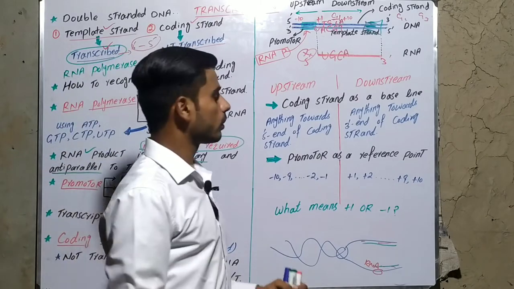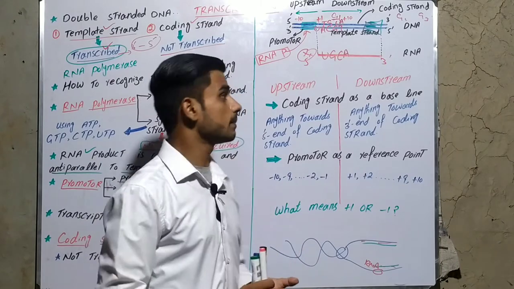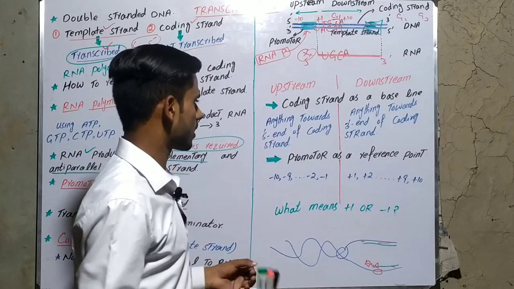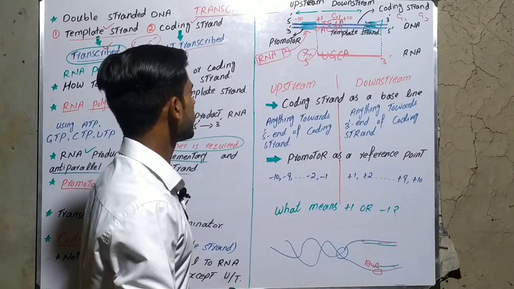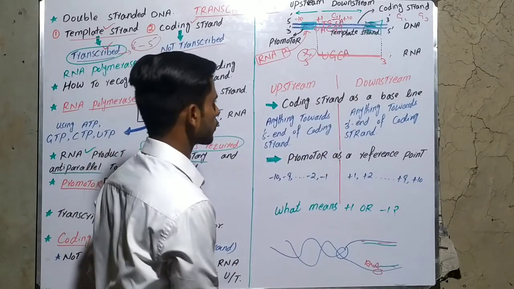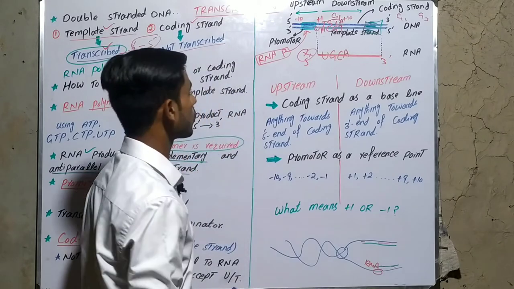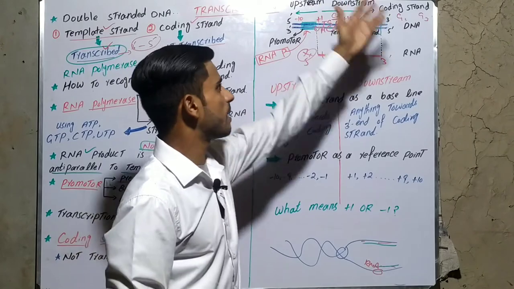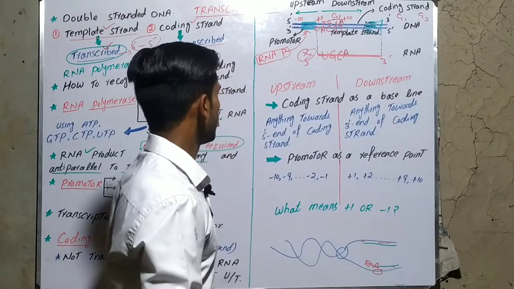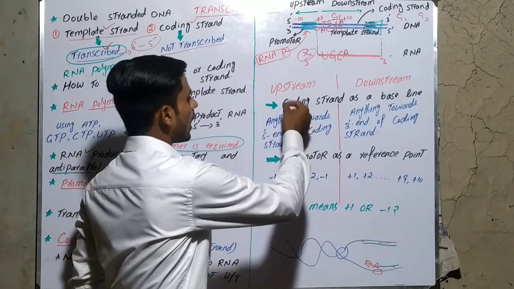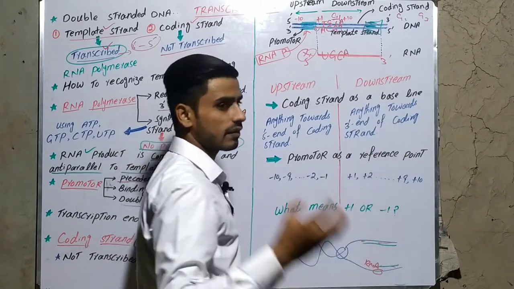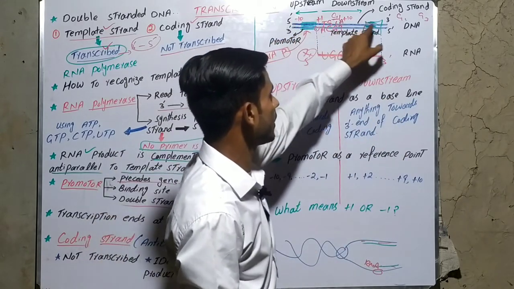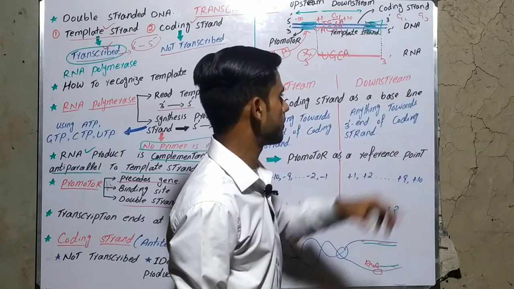So now I would like to discuss one more concept about transcription, that is the upstream and downstream. So what is the upstream and downstream? As I have indicated here as well, this is the upstream and this is the downstream. So now I am going to take the baseline reference point, the coding strand. Let's suppose that this is the coding strand, the upper one. So I have taken the coding strand as a baseline.